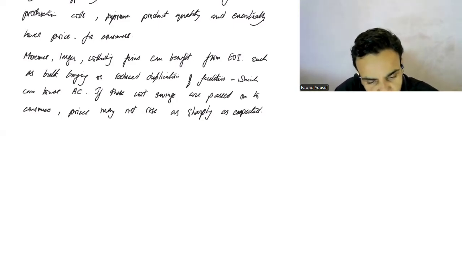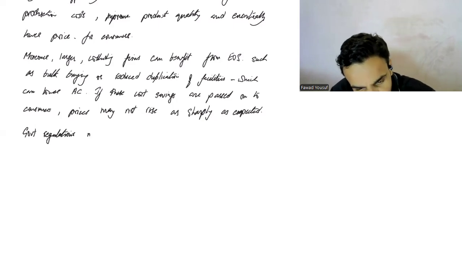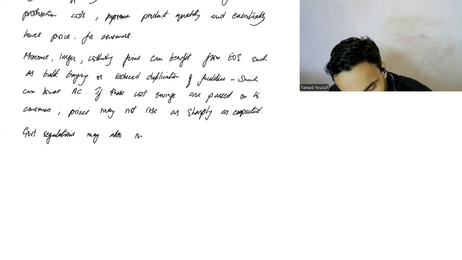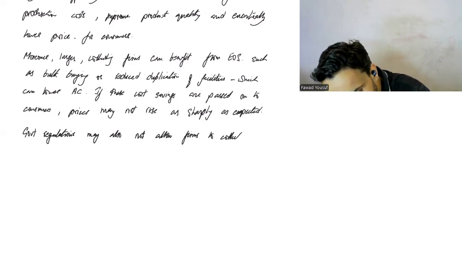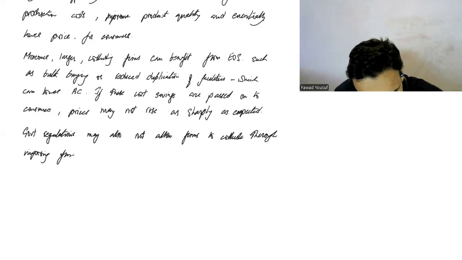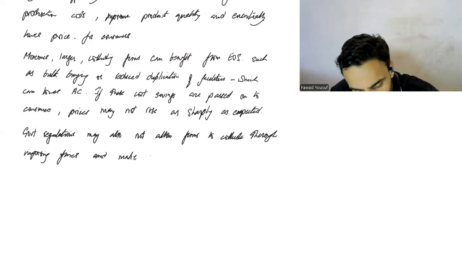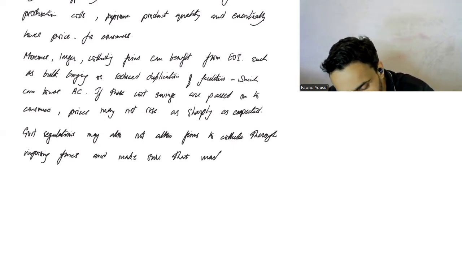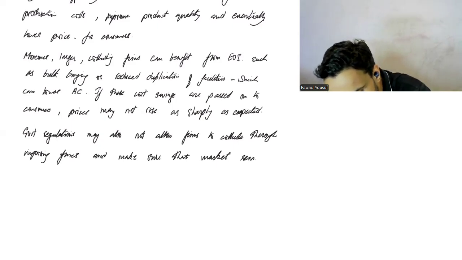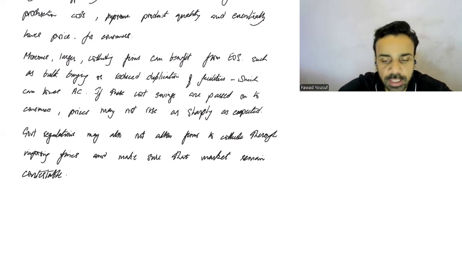So one of the points that you can also talk about is how government regulations may also not allow firms to collude through imposing fines and make sure that markets remain contestable. तो ये एक बात हो सकती है.